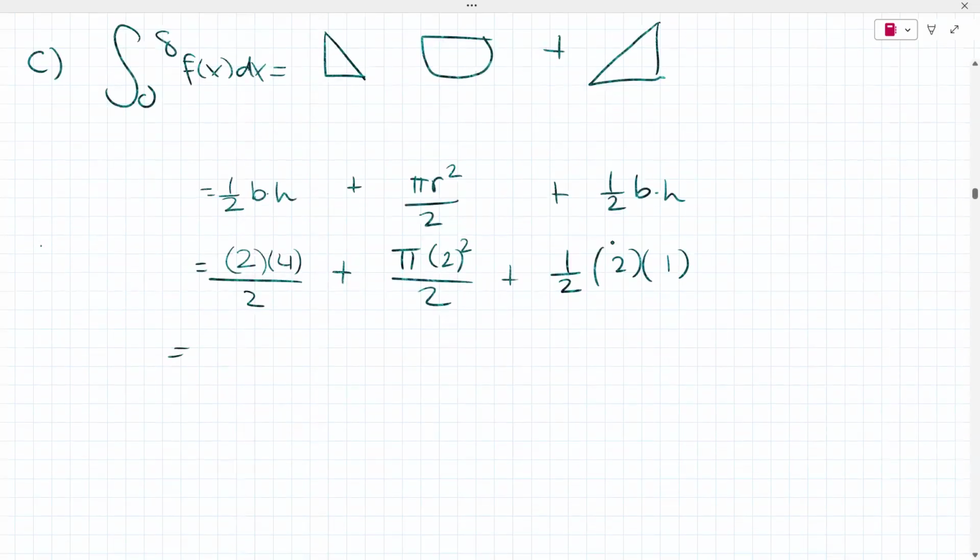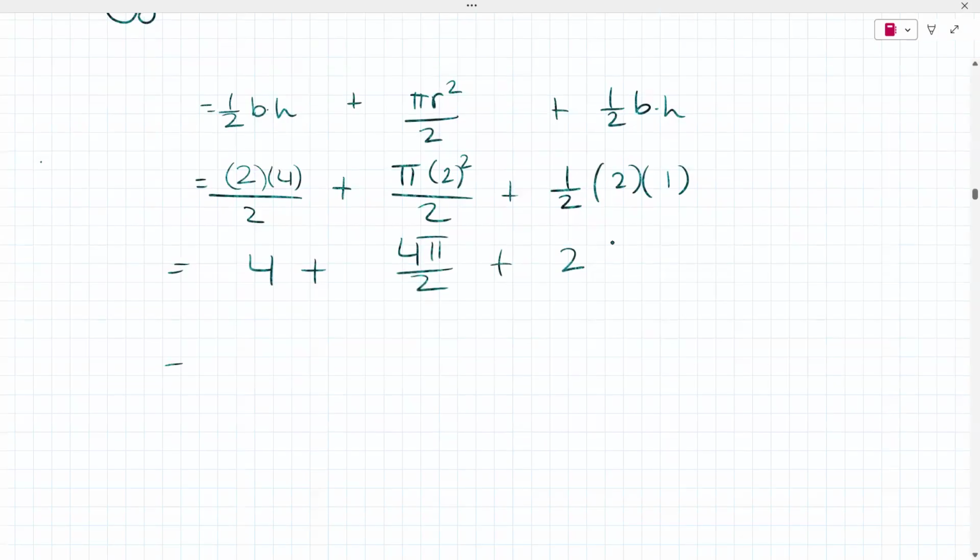Okay, put it all together. This is going to be 4 times 2 is 8, divided by 2 is 4, plus 2 squared is 4 pi over 2. 1/2 times 2 is 2. So that's 4 plus 4 pi over 2 is 2 pi, plus 2. That's going to be 6 plus 2 pi.